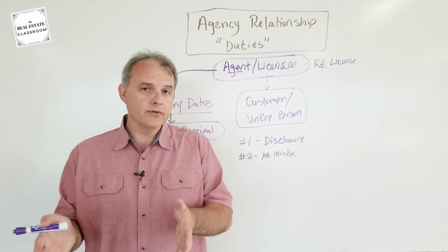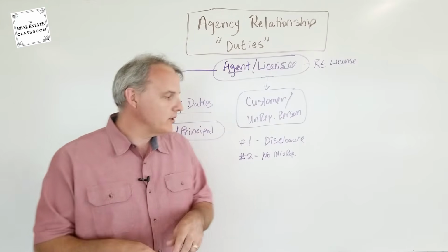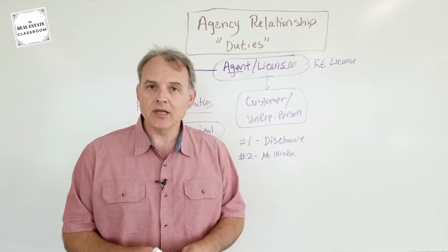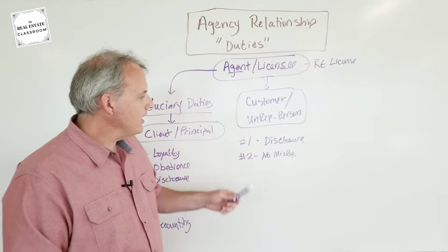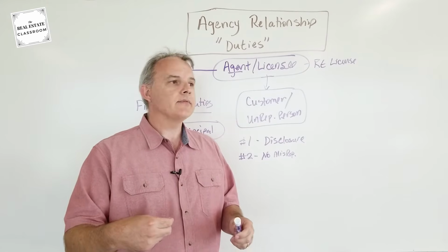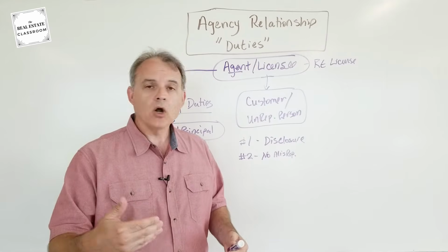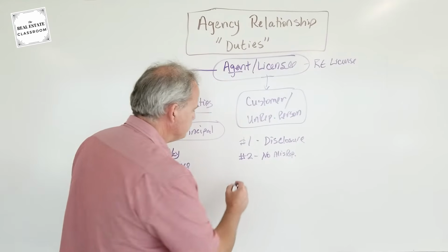I either have to be truthful about the facts, or if it falls under a confidential situation, I have to say I can't disclose it because it's confidential information. So I have to be truthful if they ask about the age of the roof, or when the home was built, or are there covenants, or things like that.